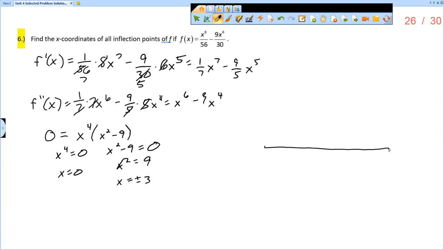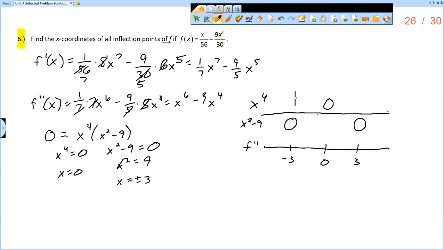So I do need to do a sign analysis. I've got negative 3, 0, and positive 3. I'm doing a sign analysis on f double prime, and so I've got x to the 4th and x squared minus 9. Now I'm going to put in my two rows. I'm going to put a 0 above 0 on the x to the 4th row, and a 0 above negative 3 and positive 3. So I've got my intervals of interest.